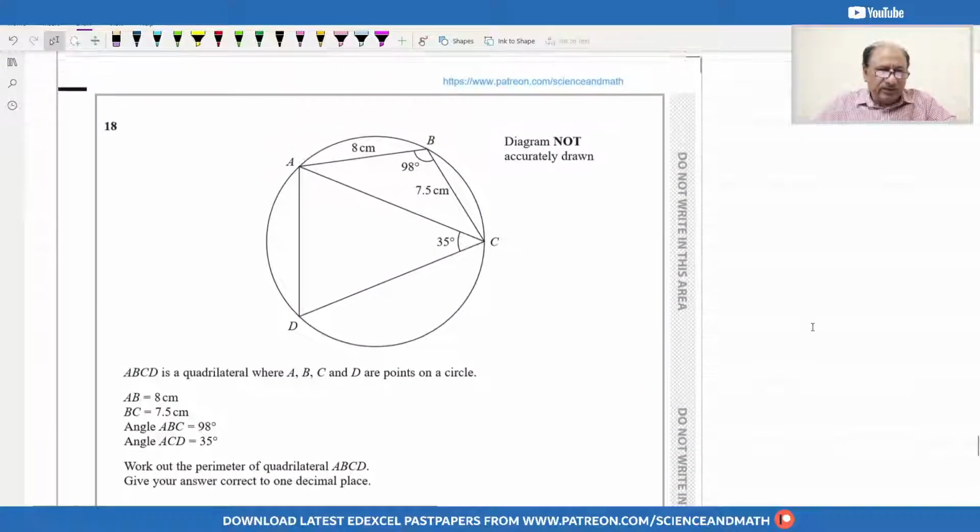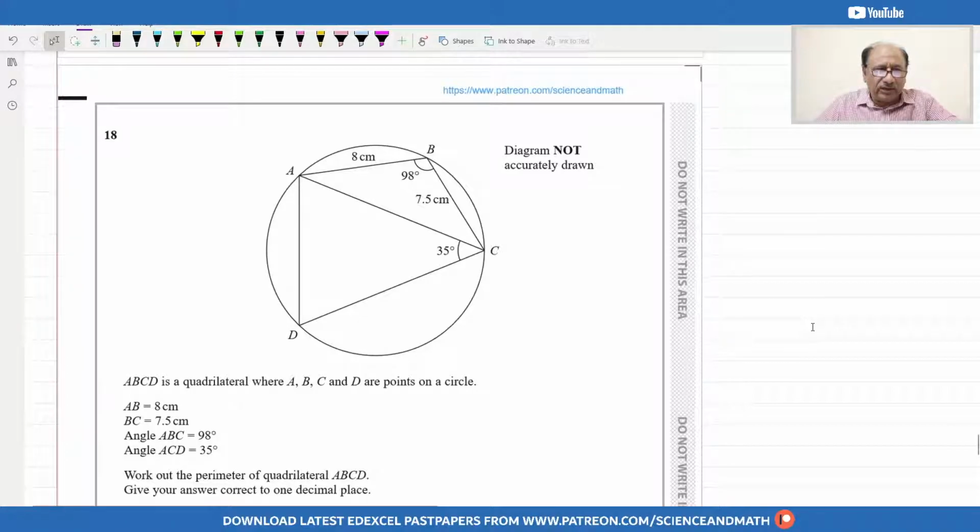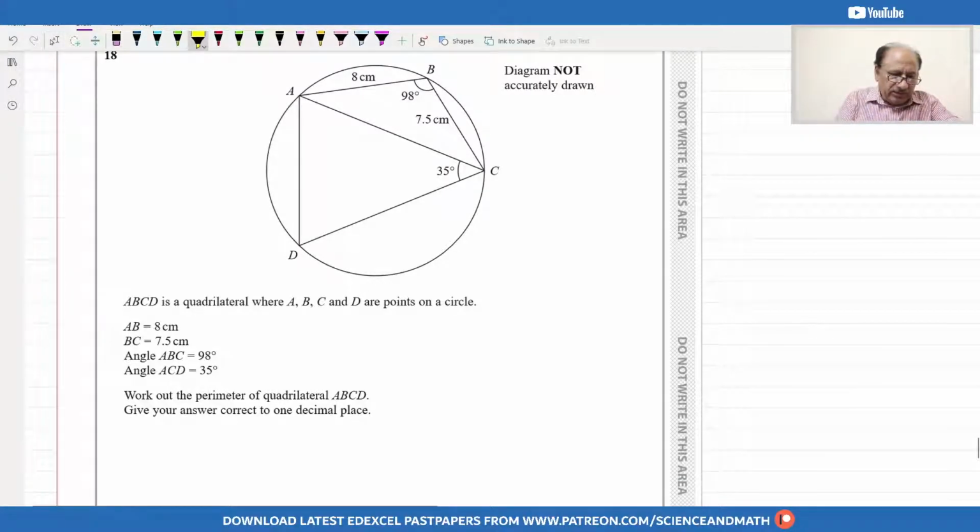Now this is the question which we have chosen, and it is also a very interesting question. The diagram is not accurately drawn, and they are saying ABCD is a quadrilateral where A, B, C, D are points on the circle. AB is given, BC is given, and angles are also provided. Work out the perimeter of the quadrilateral. Give your answer correct to 1 decimal place. Keep that in mind. While going through the question, it's very nice to underline the main points which you should not ignore.